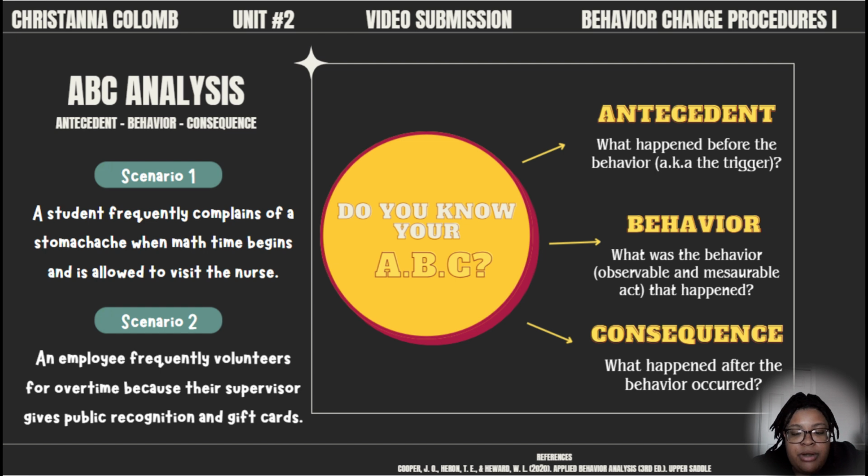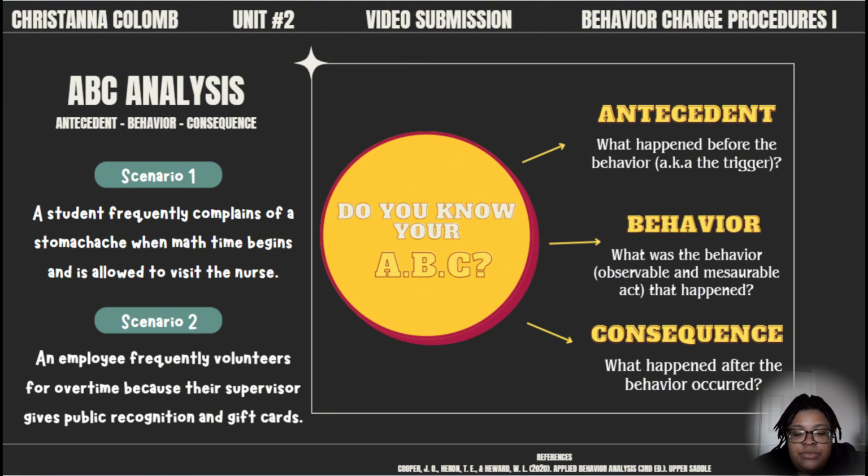One important part of an ABC analysis is identifying whether a behavior is being maintained by positive or negative reinforcement. Going through the ABCs can help identify which type of reinforcement is maintaining the behavior. ABC is an acronym for antecedent, behavior, and consequence.